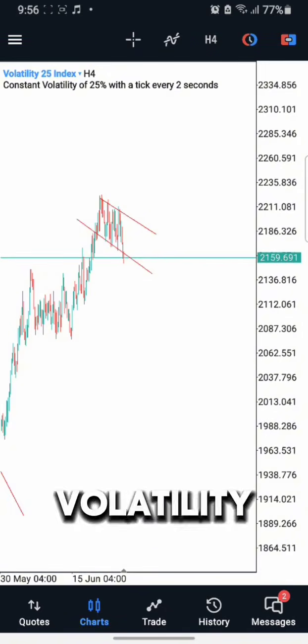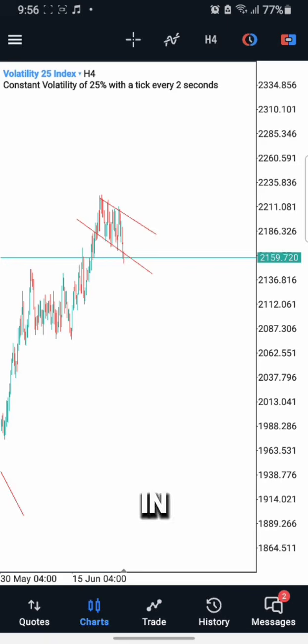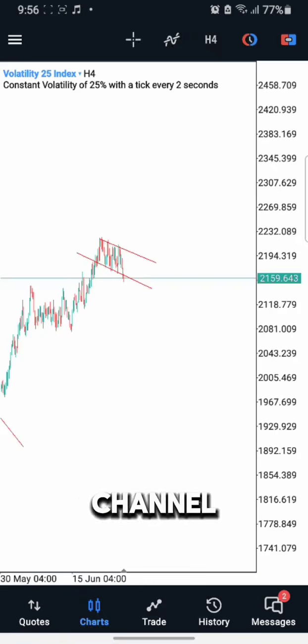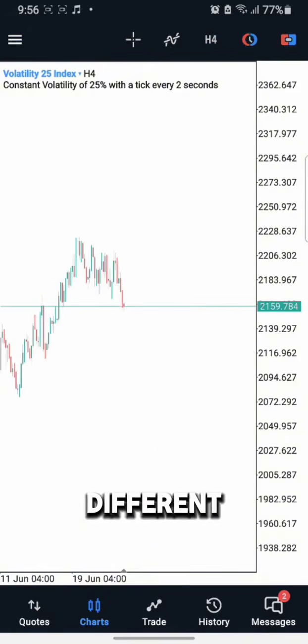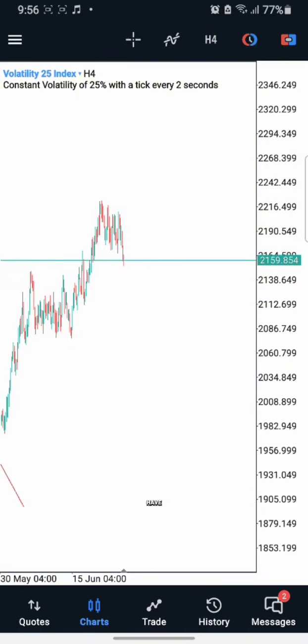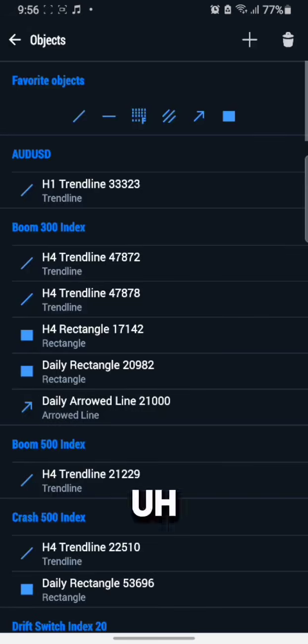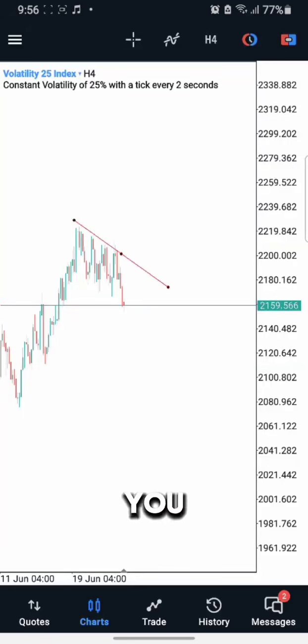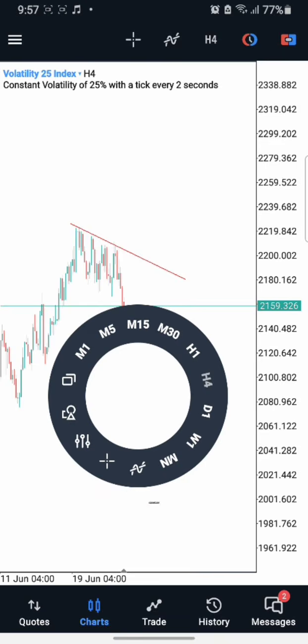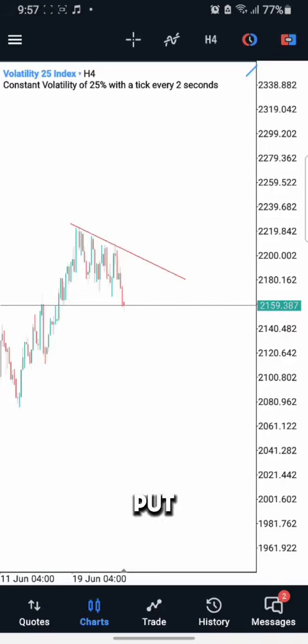And then now we visit volatility 25. In volatility 25 there was another channel like this, but this one is a little bit different. As you can see, the bears have more power, as marked by that very big rally from that channel. Let me start drawing so that you can see what I'm saying. We put the line that is marking the resistance, and then we put another line that is marking the support.